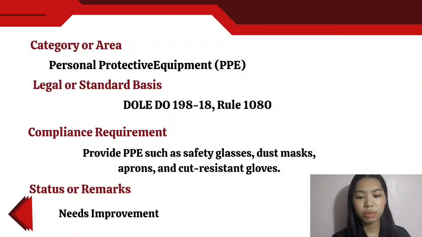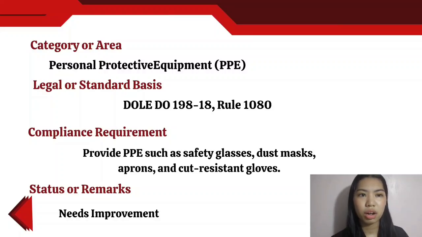The next category we have here is personal protective equipment or PPE. The legal or standard basis is DOLE DO 198-18 Rule 1080. The compliance requirement is to provide PPE such as safety glasses, dust masks, aprons, and cut-resistant gloves. Why is this item included? This is highly important to perform duties without causing harm to oneself and others.